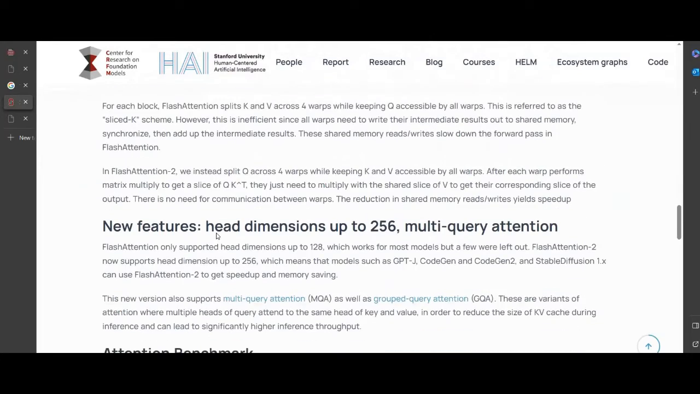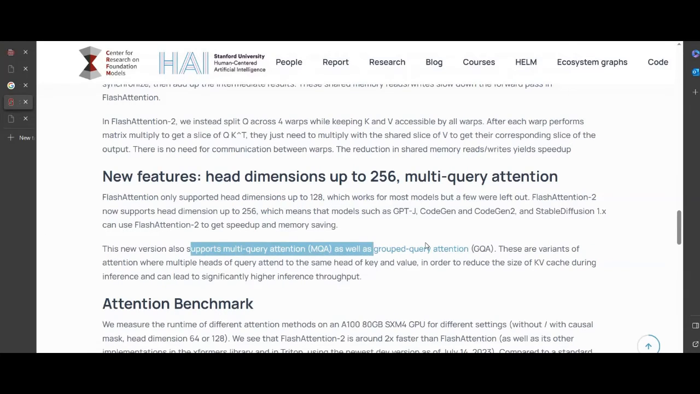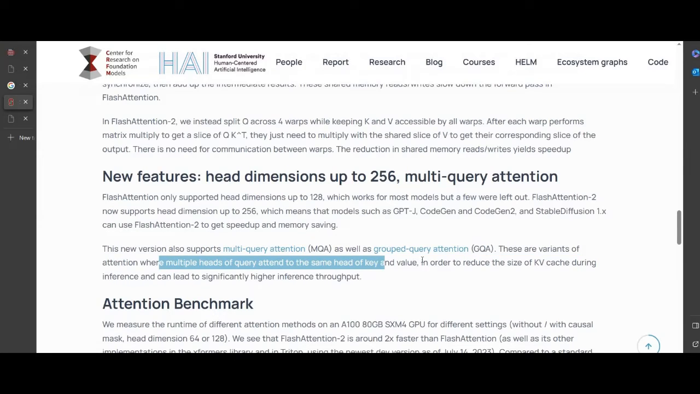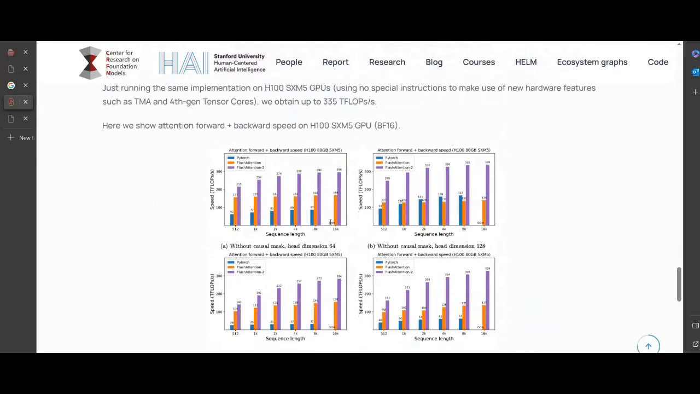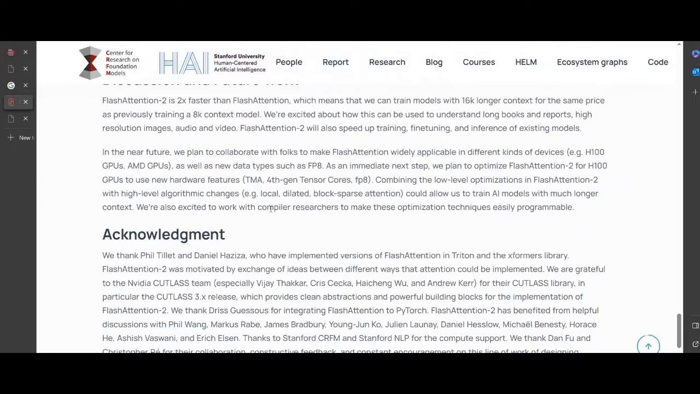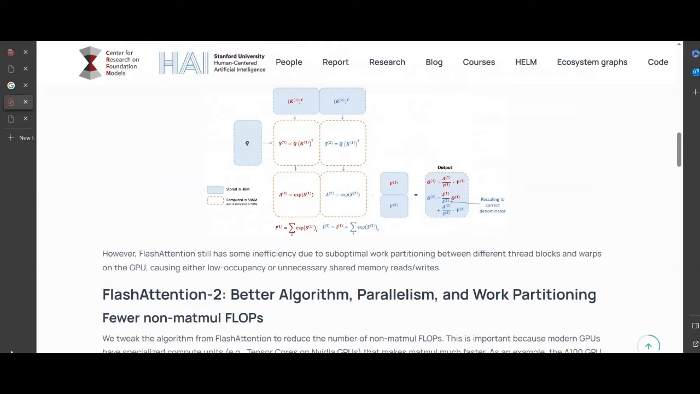Other than that, they say that Flash Attention only supported head dimensions up to 128, but now Flash Attention 2 supports head dimensions up to 256. Also, it supports multi-query attention and grouped query attention. I don't know what these are, but it says that multiple heads of the query can attend to the same key and value in order to reduce the size of the KV cache during inference. This is probably some other optimization, so they support that as well. And then they have benchmarks in which they say our approach is about 2x faster. So yeah, this was the Flash Attention V2 thing on a high level.